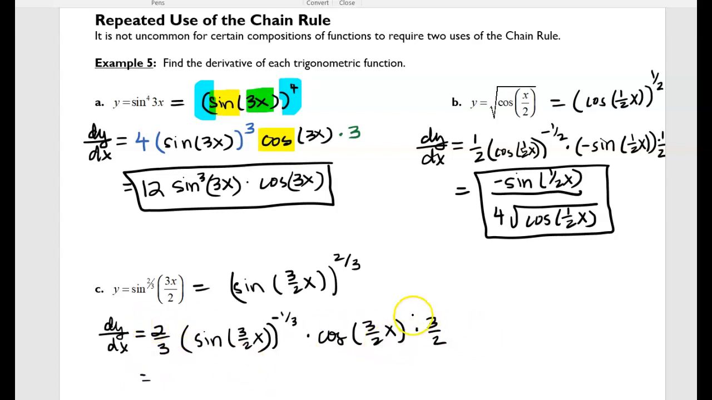2/3 times 3/2 is just 1. They would cancel out. And so then I'm going to have cosine of 3/2 x all over the cube root of sine of 3/2 x. So it's negative 1/3, so cube root in the denominator.